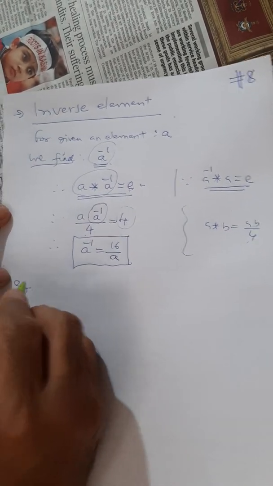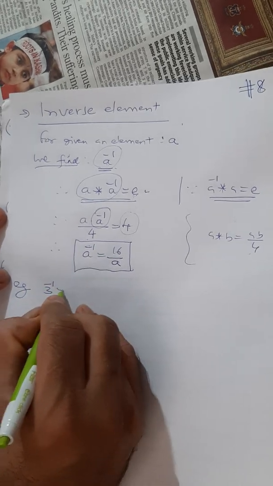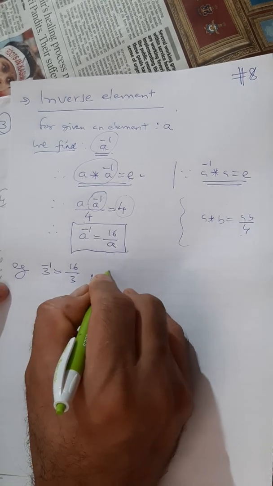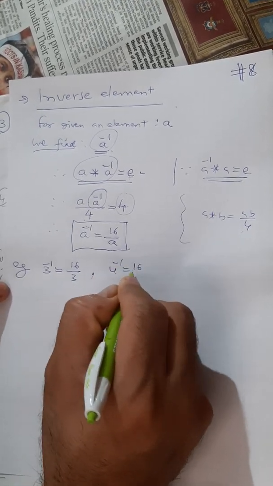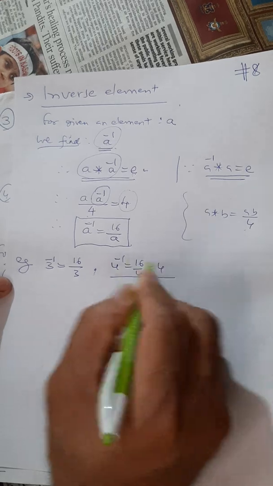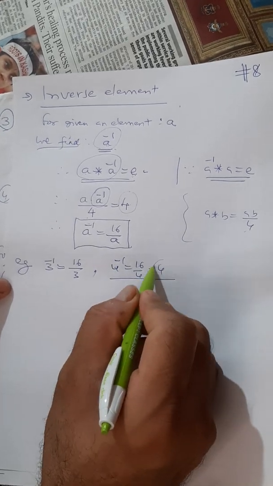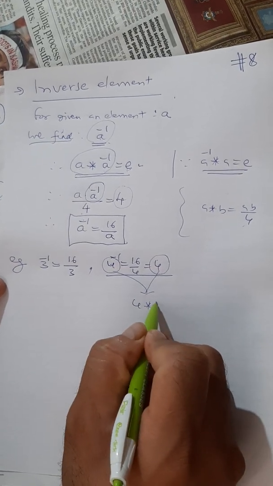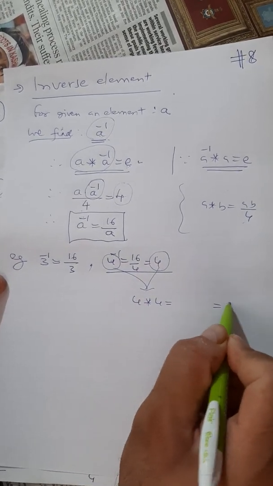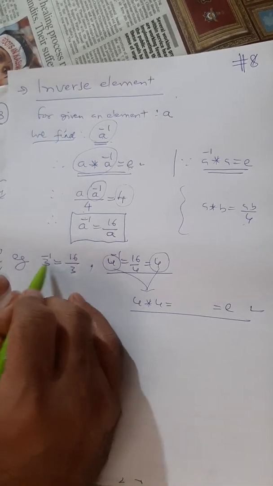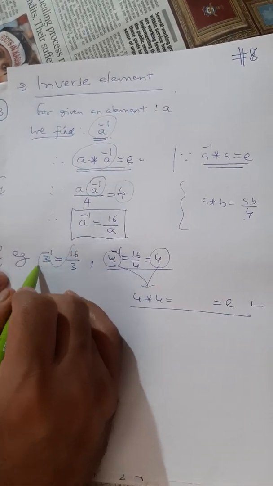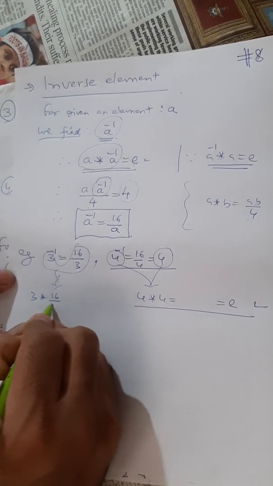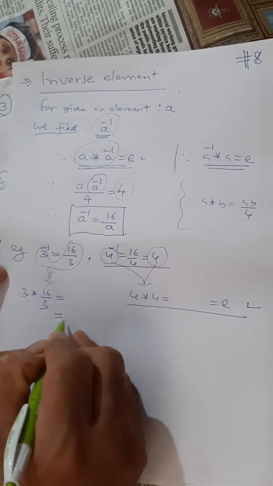So now suppose I want the inverse of 3, for example, then it is 16 by 3. This is the formula. If I want the inverse of 4, then it would be 16 by 4. It would be 4. What's the meaning of inverse of 4 is 4? It means if I apply asterisk between these two, 4 asterisk 4, you can check that your answer has to be E. You can verify. What's the meaning of inverse of 3 is 16 by 3? That is, if I find 3 asterisk 16 by 3, you can verify that your answer has to be identity.